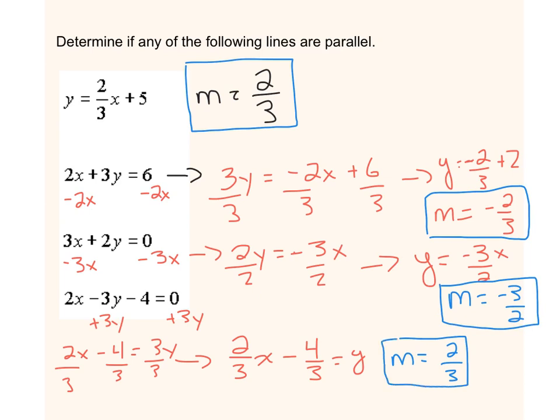So now that we have all 4 slopes, we can determine if any of them are parallel. So are any of the slopes the same? That's correct. The first one and the last one. They're both 2 over 3.